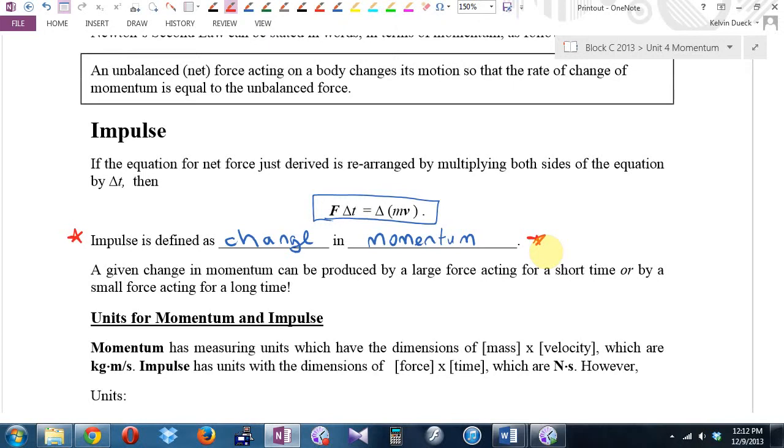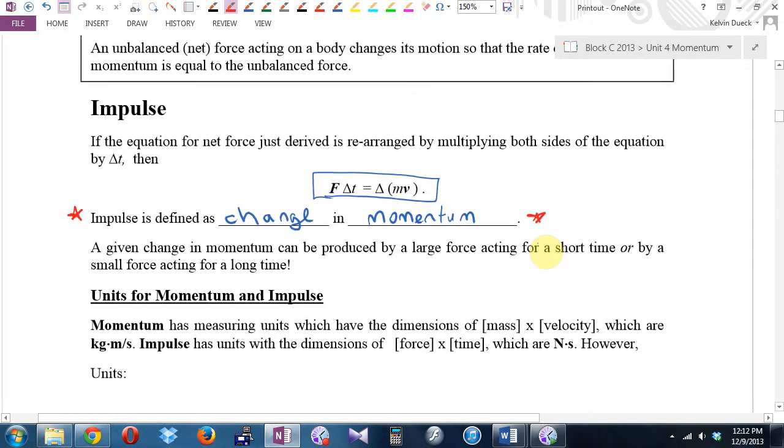Or I'll say an object has an impulse of -3 kilogram meters per second, and kids won't know what to do with it. It's change in momentum. Impulse and change in momentum are interchangeable. What's impulse? Change in momentum. What's change in momentum? Another word for impulse. Okay?